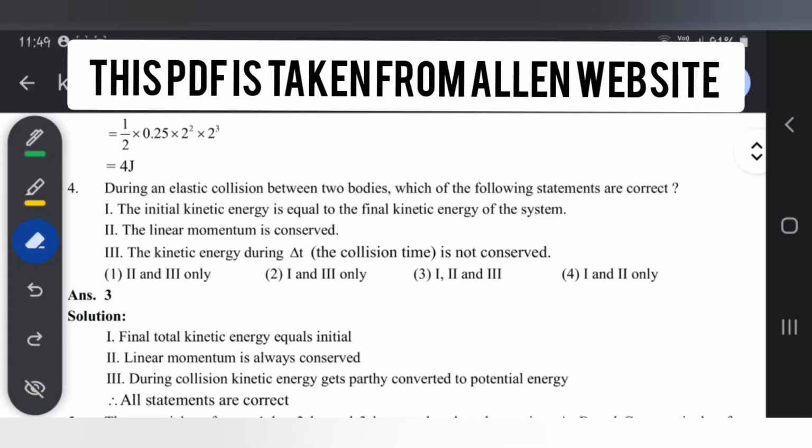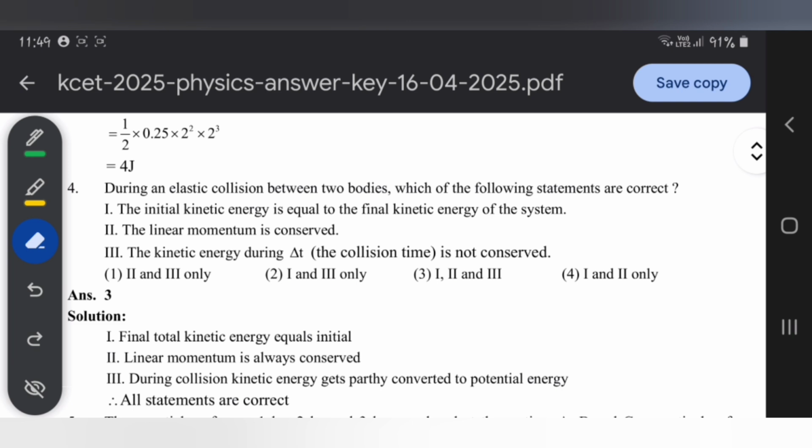Hello students, in today's video let's discuss how you can solve the KCET 2025 physics questions in less than a minute. I've taken certain questions where literal basics can help you crack the question. Let's see how. The first question is: during an elastic collision between two bodies, which of the following statements can be correct?